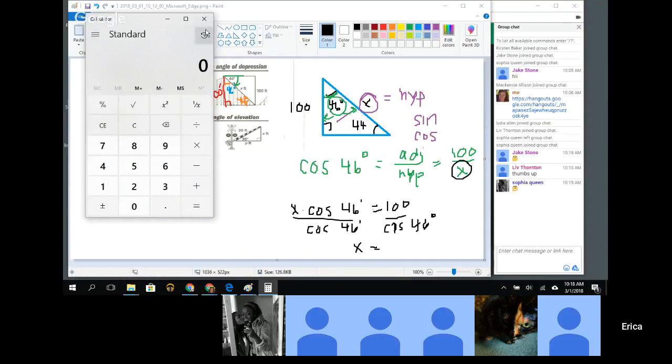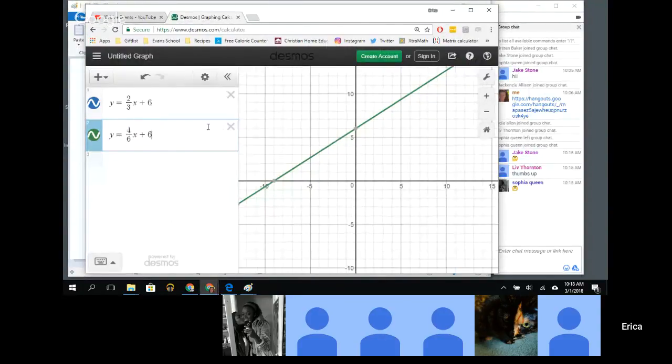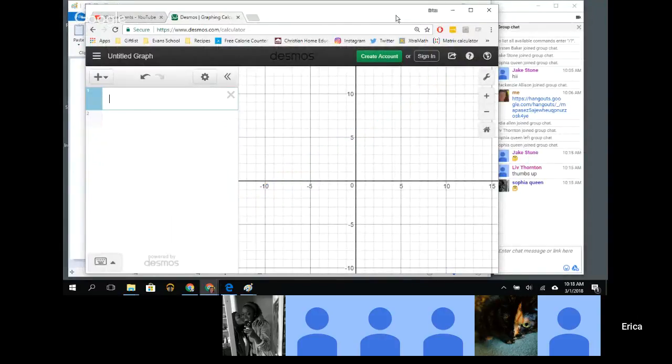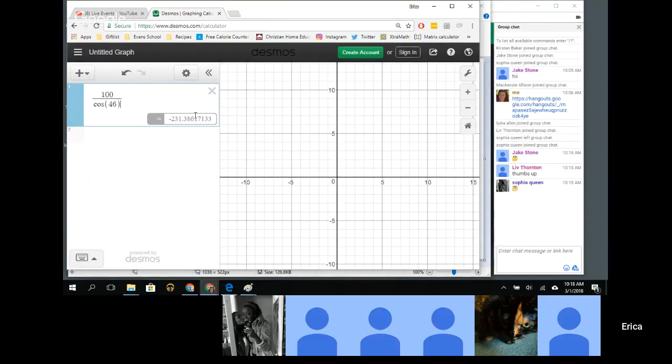Nope, the computer calculator is not going to cut it. I'm going to have to bring up Desmos to do it. Okay, so if you have Desmos, you can definitely do this. It's 100 divided by the cosine of 46 degrees. Now, I just came up with that my length of my roller coaster is negative 231 feet. That does not seem right.